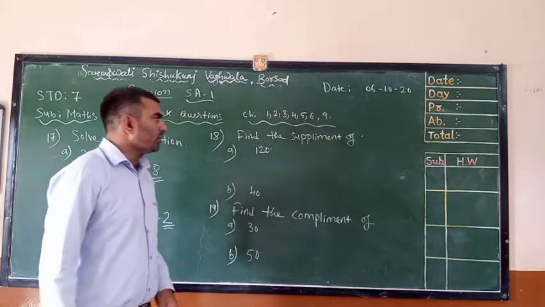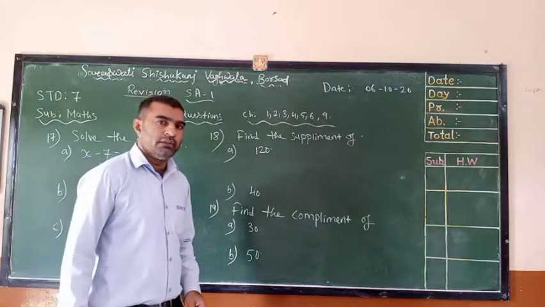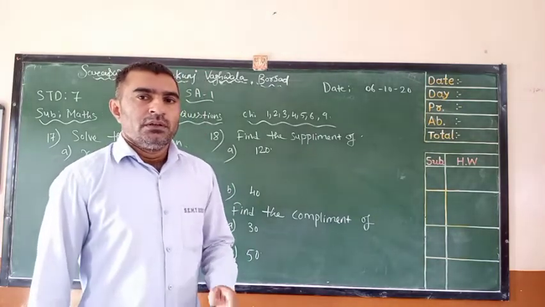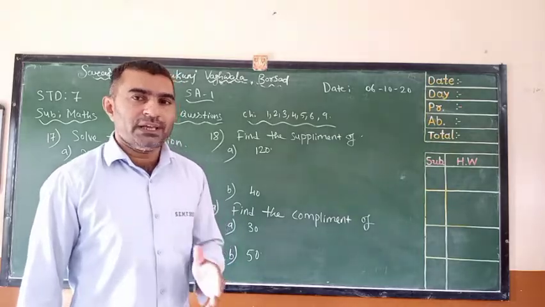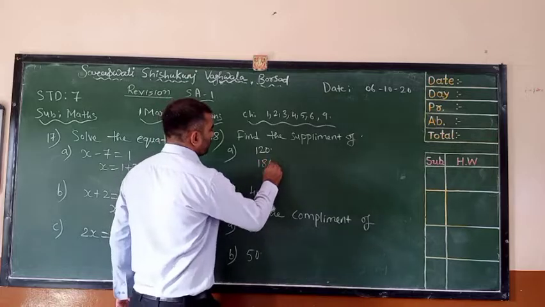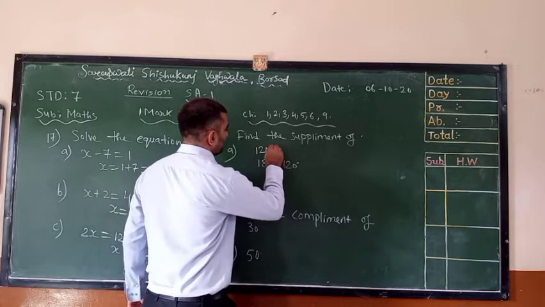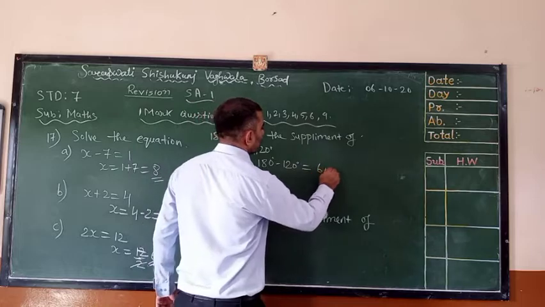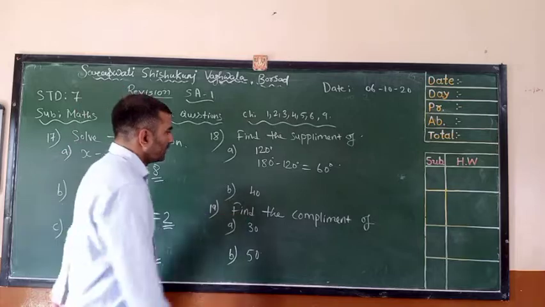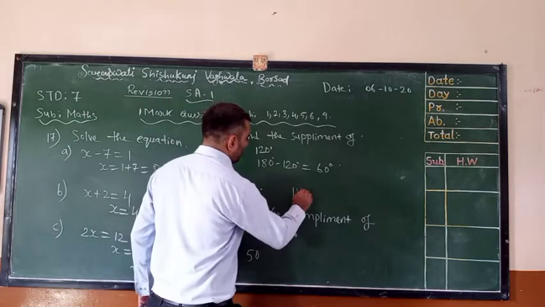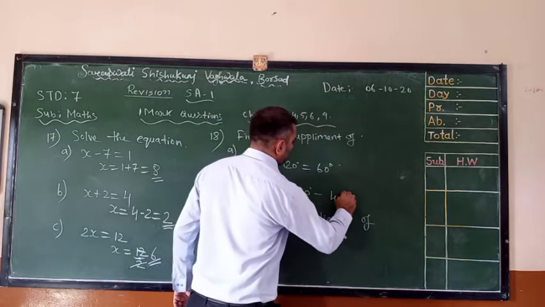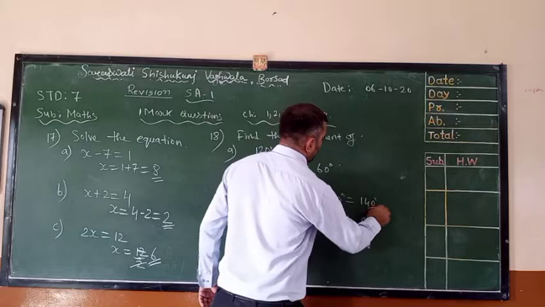Now, find the supplement of 120. For the supplement of 120, we subtract from 180, because what is a supplement? A pair of angles whose sum is 180 is known as supplementary. So for supplement we subtract from 180. That is equal to 60 degrees. Now the second one, supplement of 40 degrees. Again 180 minus 40 degrees, that is equal to 140 degrees.